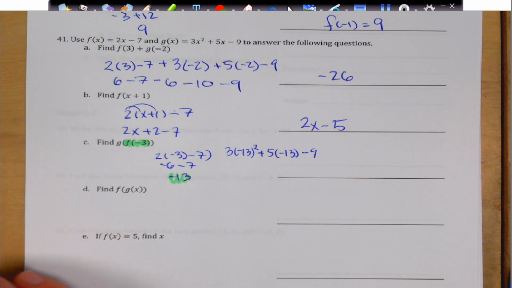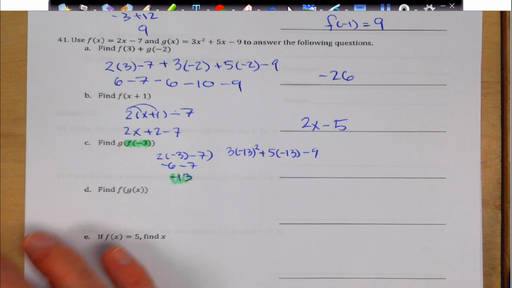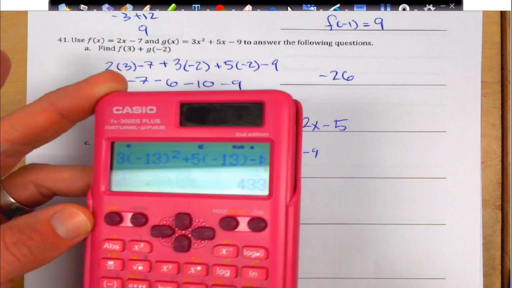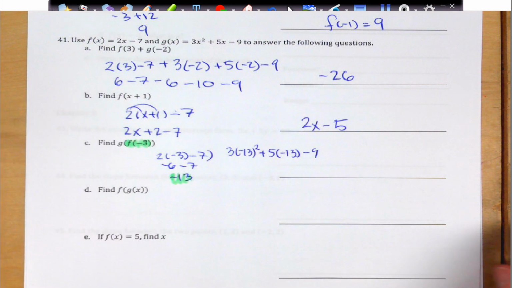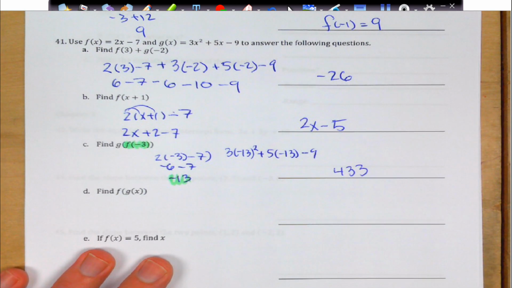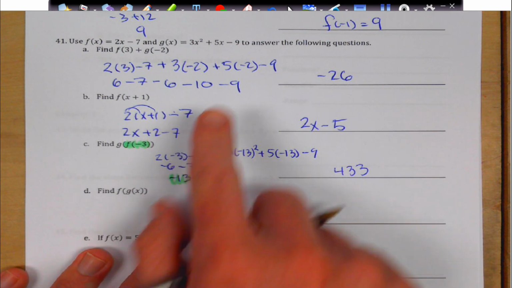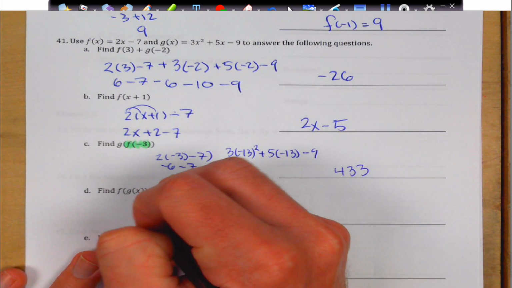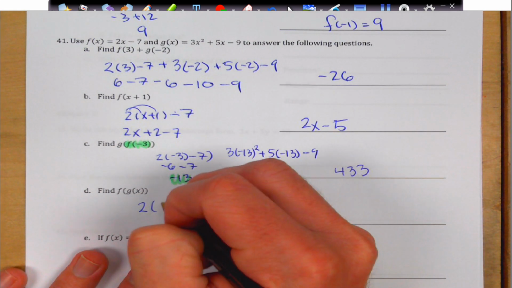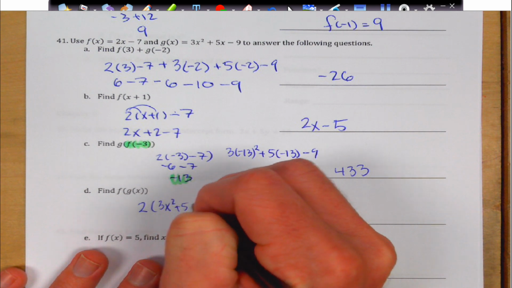And we should get our answer of, I'm just showing you that I got it all in there, 433, which is a pretty large number, I'm going to have to say. Not too bad. All right, g of x just means I'm going to put x in, which we already have. So you just get 2 of g minus 7. I put all of g of x in there, which is 3x squared plus 5x minus 9.